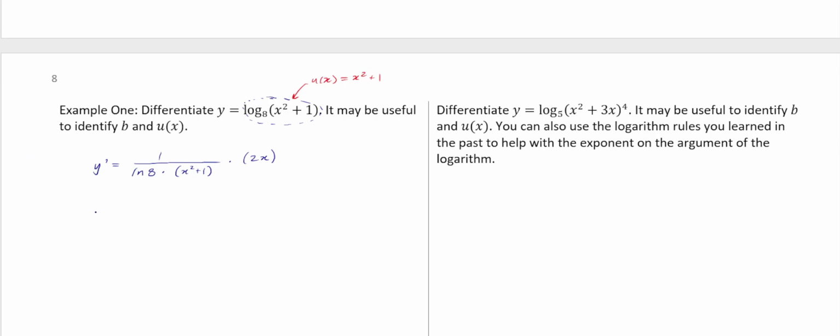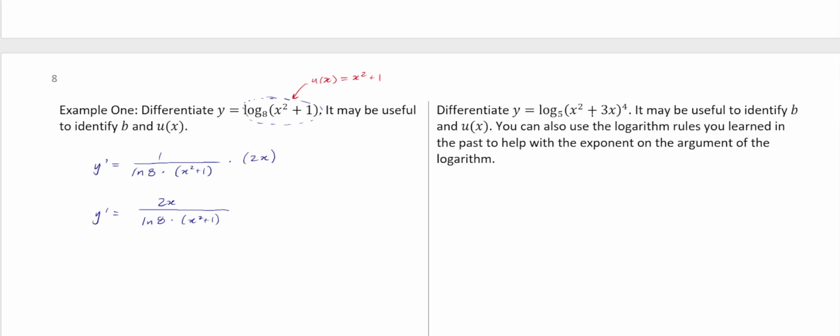So I can then rewrite this simply as, again, the derivative of the argument all over the natural logarithm of the base times the argument. Again, the order doesn't really matter. You could put the argument first and the natural logarithm of the base on the other side, it doesn't really matter.